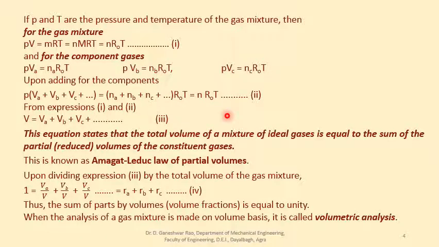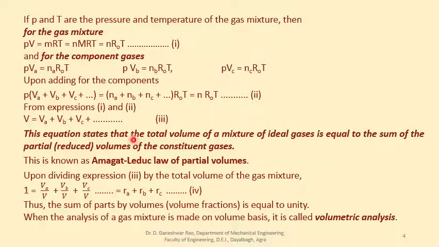So the right hand side will be equal to nR0T, because the sum of these numbers of moles is equal to the number of moles of the mixture of gases, nR0T. Now if you compare these two equations, V is equal to VA plus VB plus VC. So this is what is called the Avogadro-Leduc law of partial volumes.